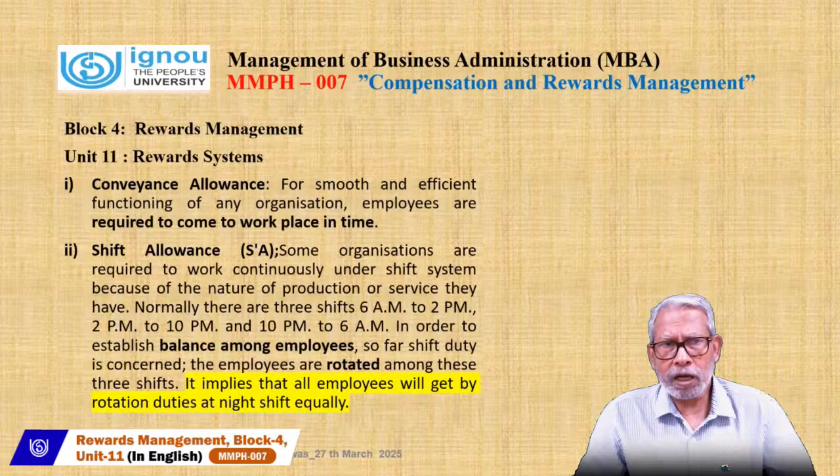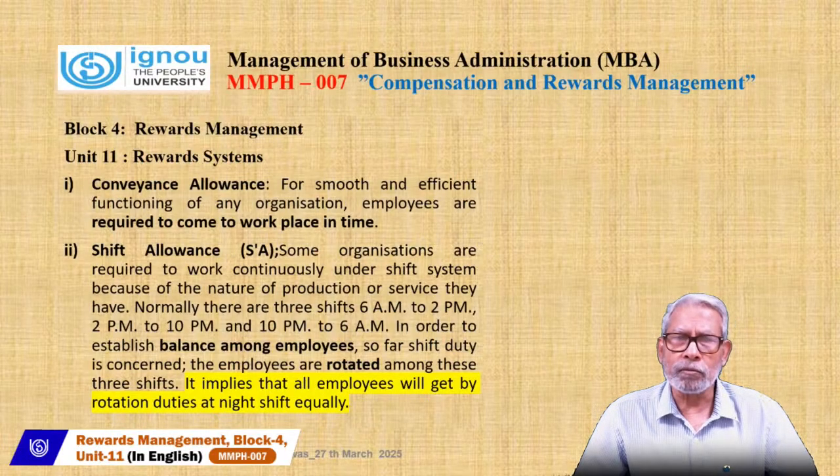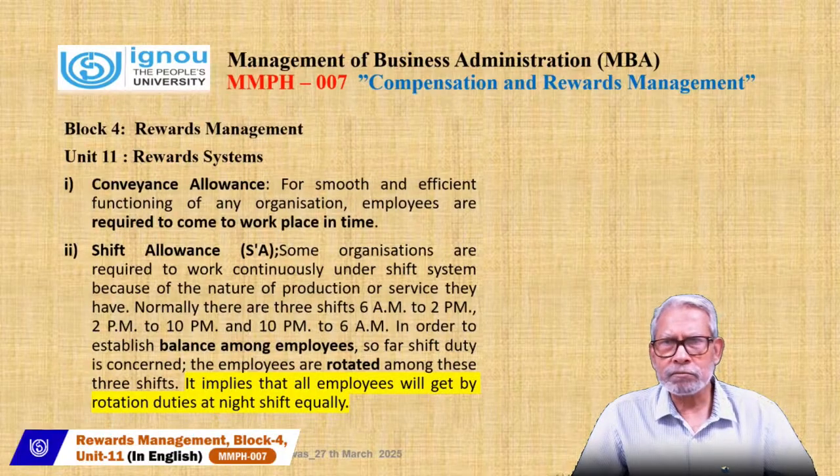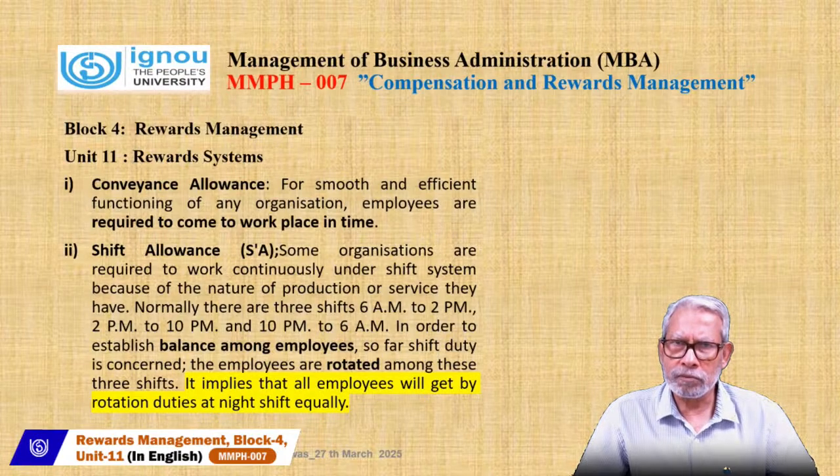Conveyance allowance, another one, is given for coming to the office and going back. For smooth and efficient functioning of any organization, employees are required to reach their place of work on time. The purpose is so that employees reach in time and do not waste their time, and that is why the allowance is given. That amount should not come out of the prime money, the salary. So that's why the allowance is given.